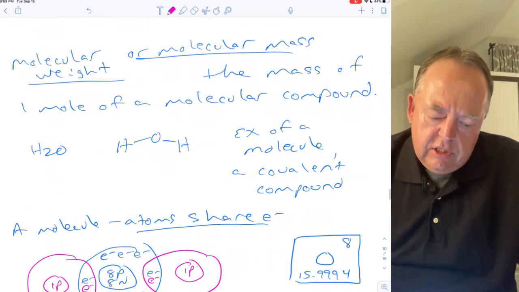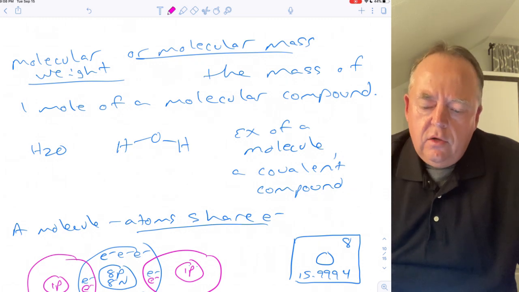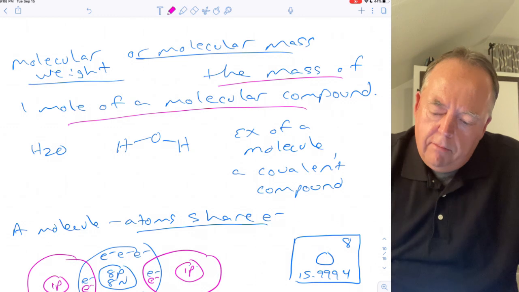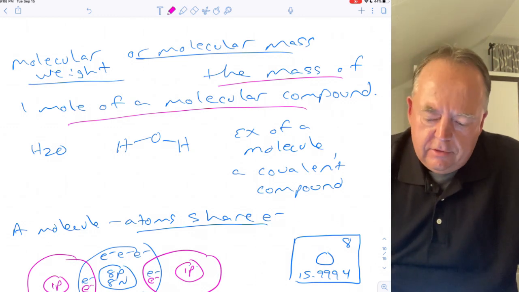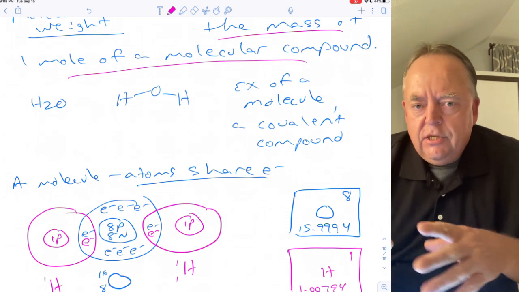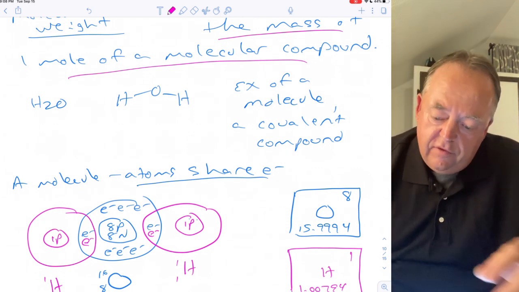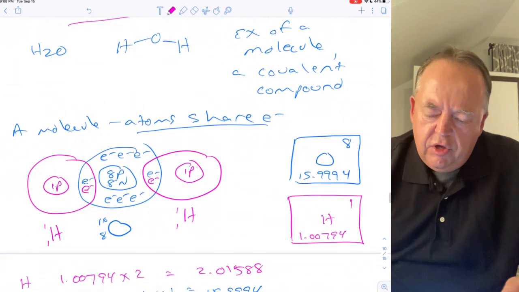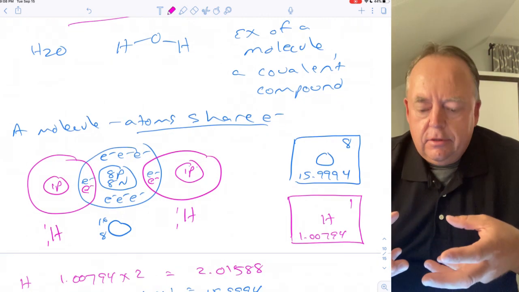Okay, so we can use this to calculate what's known as molecular weight or molecular mass. So that's simply the mass of 1 mole of any molecular compound. So what is a molecular compound? We'll talk about this in more detail in about chapter 9 or 10, but just briefly, what is a molecular compound? It's basically a molecule where atoms share electrons.